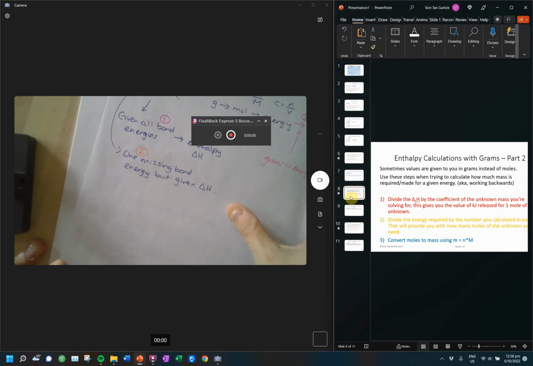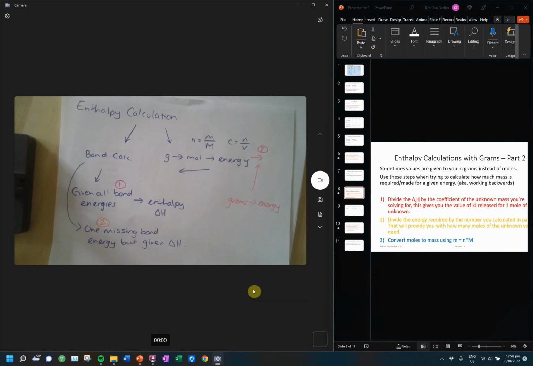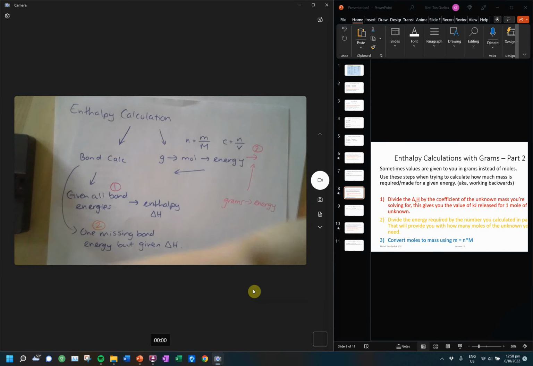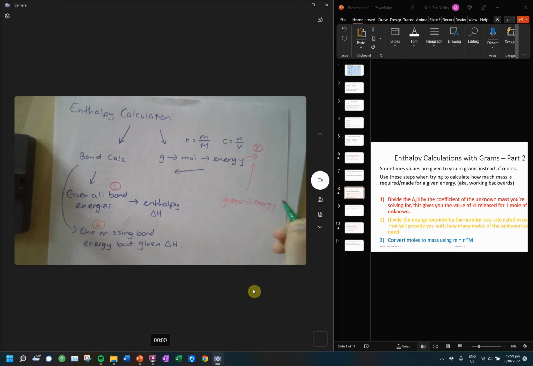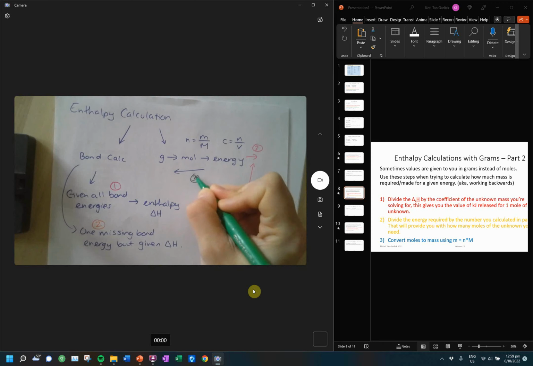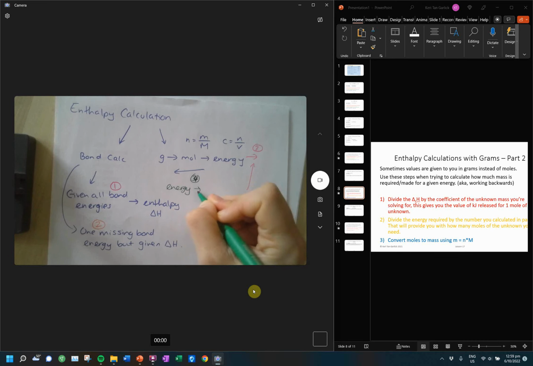There we go. The enthalpy calculations part 2, the second version. In this version here, we are working in the other direction. We are going from energy to grams, is the way I like to call it. So that's our fourth version, energy to grams. And I'll show you an example of that.